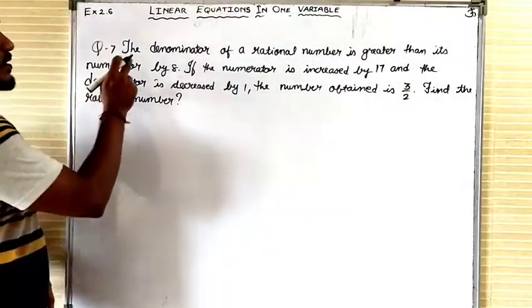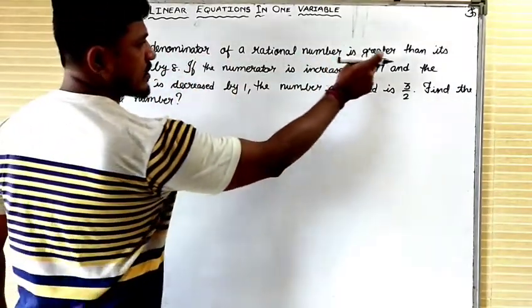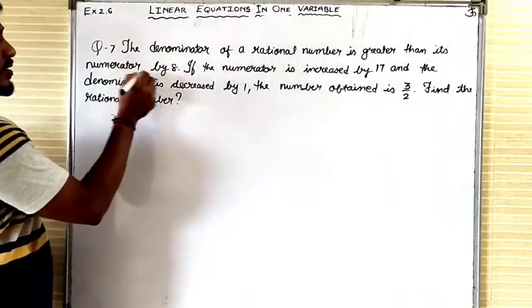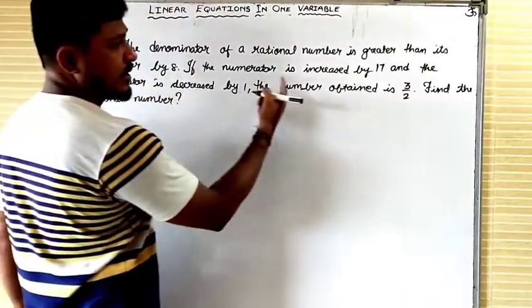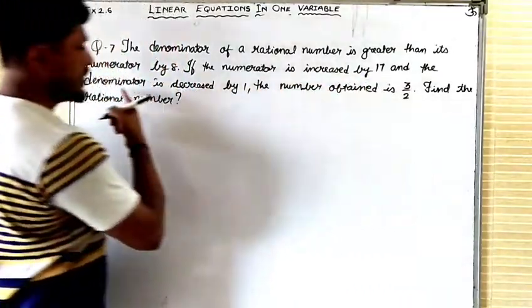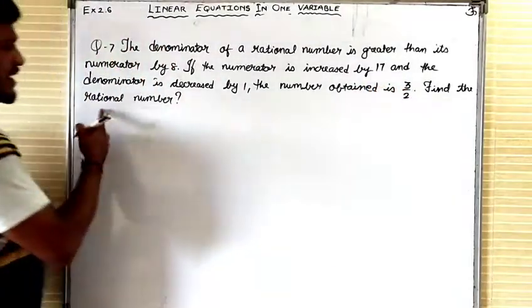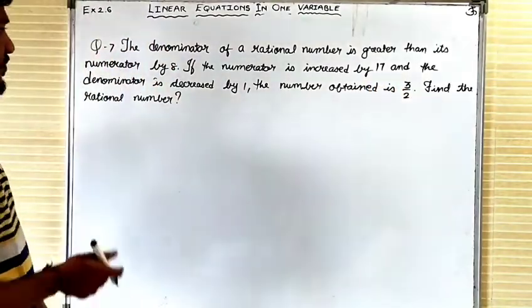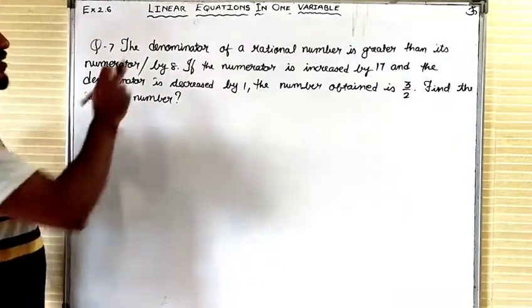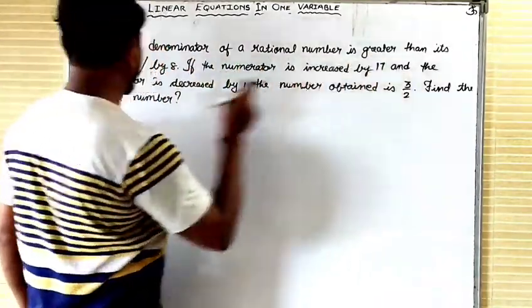Question number 7. The denominator of a rational number is greater than its numerator by 8. If the numerator is increased by 17 and the denominator is decreased by 1, the number obtained is 3 by 2. Find the rational number. Now dear student, here break the sentence till here. The denominator of a rational number is greater than its numerator.